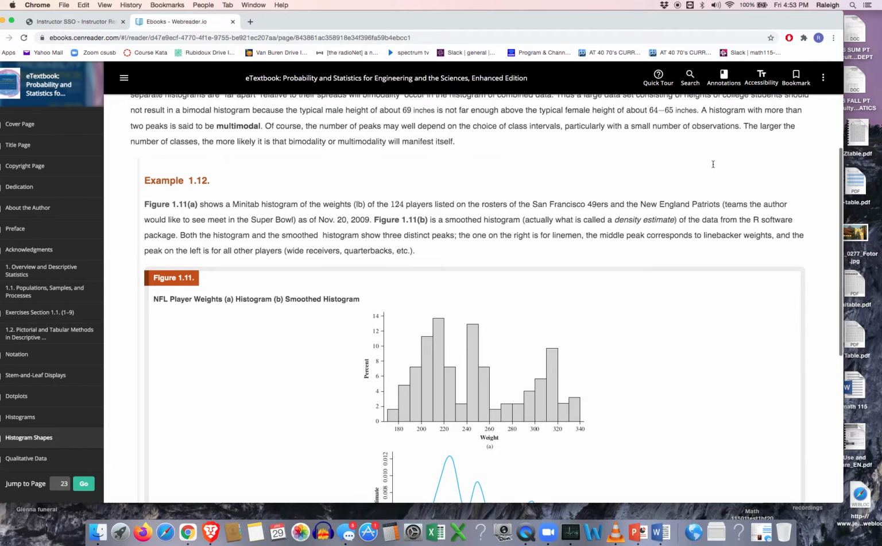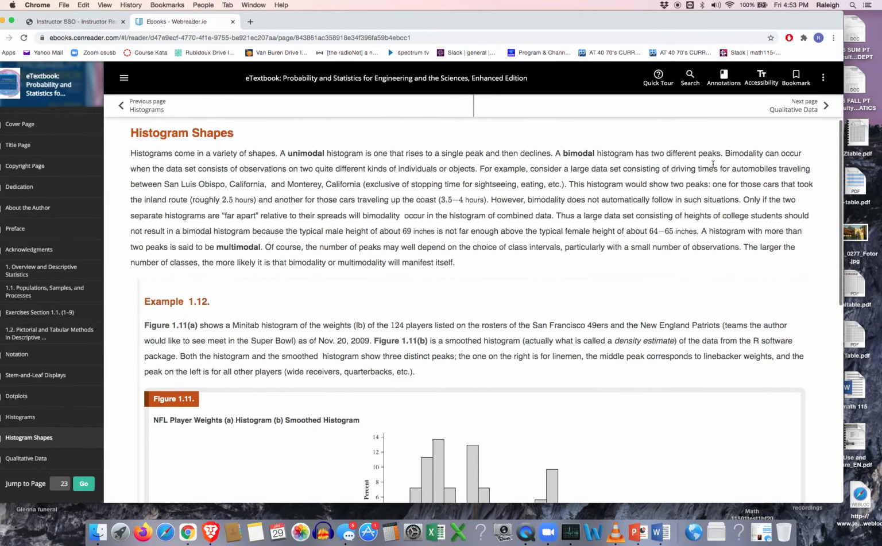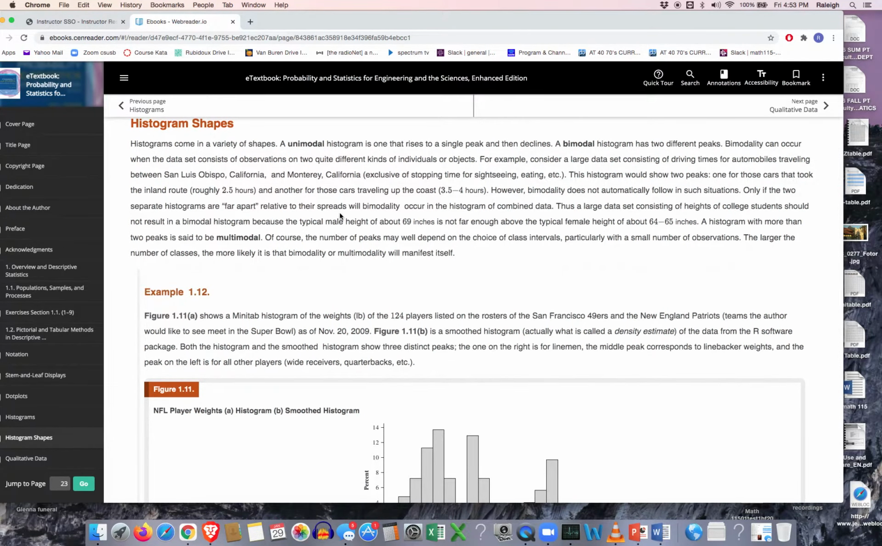And here we seem to have even more than that because they mentioned the possibility of multimodal. They do mention reasons for this. Say you're traveling between San Luis Obispo and Monterey. There are 2 major routes you can take. You can take the inland route, which is the shortcut, or along the coast, which takes a little bit longer. So most people would fit into those periods, around 2.5 and around 3.5, let's say.